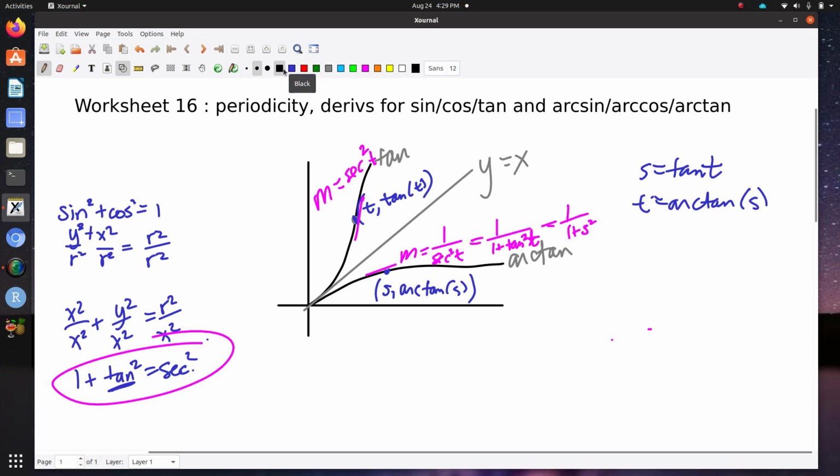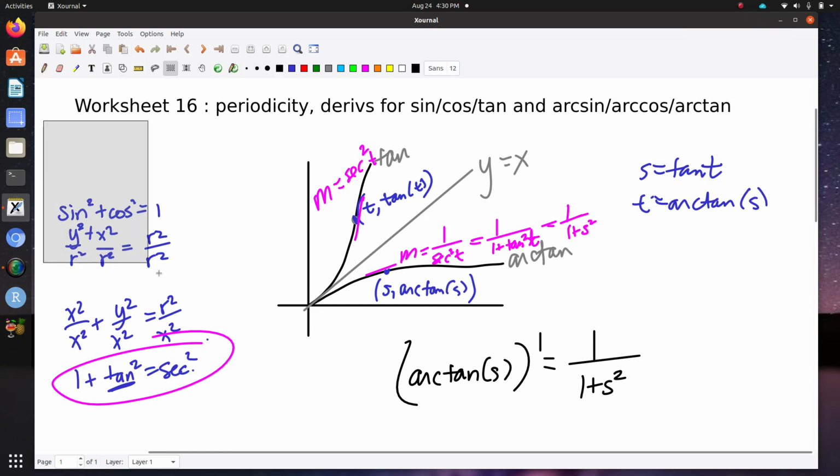Okay, so in the end, you know that if you want to take the derivative of arctan of s, you get 1 over 1 plus s squared. And then, of course, you can make that letter anything you want. It doesn't have to be s.